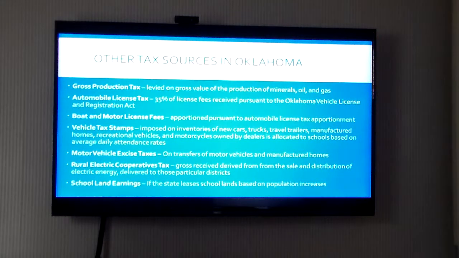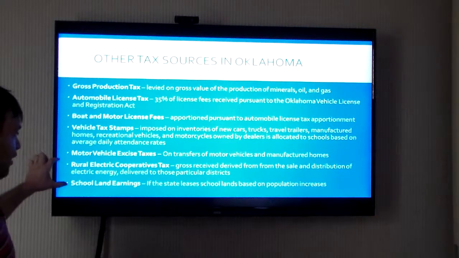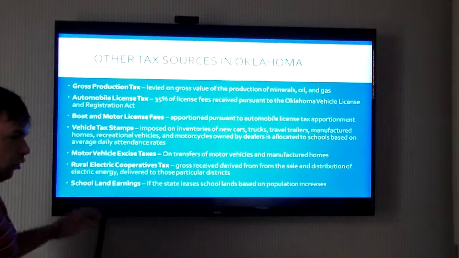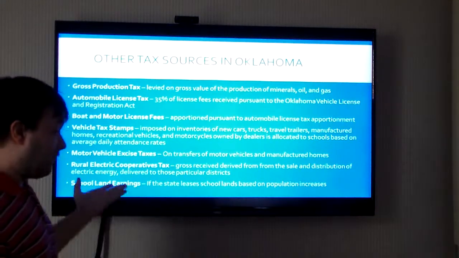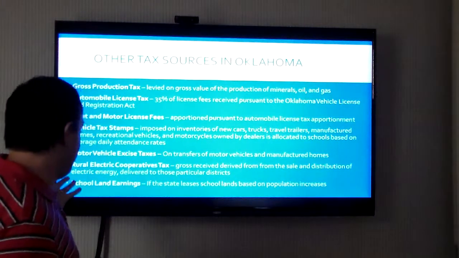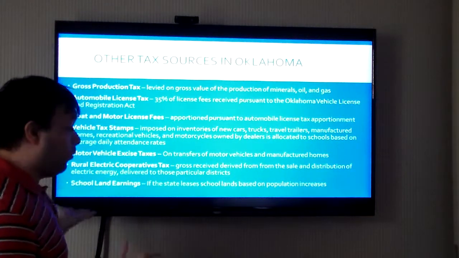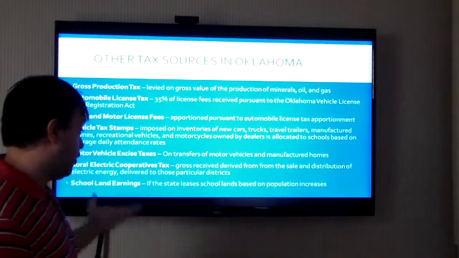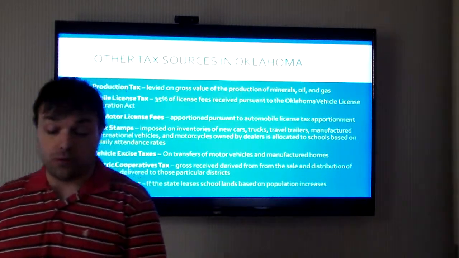If the land is leased by the state and the population increases and the land goes up in value and makes money, you can actually tax the value that the land went up at and tax that net gain as well. So that's another area where, if your district is a growing, developing district, that's another source of income for the state of Oklahoma.